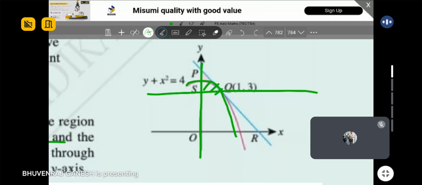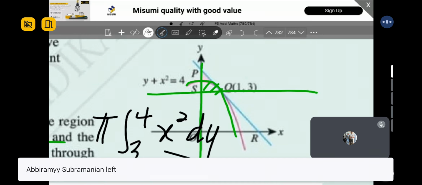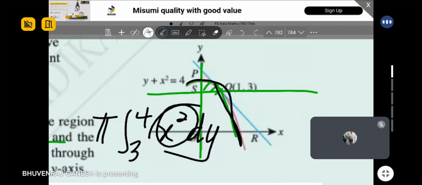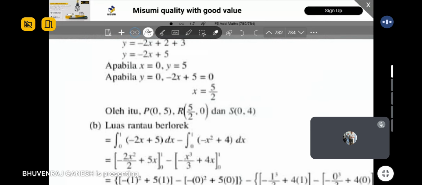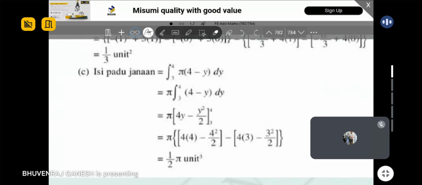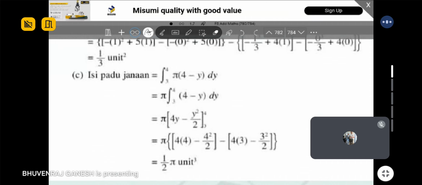Alright, so how are you going to find it? You must use the limits, okay, towards the y-axis. So the limit will be 3 until 4. Am I right? Because S coordinate is 4. So you integrate from 3 to 4, pi x squared dy. So this equation, the black color one, which is this one. So you substitute x squared inside, which is 4 minus y. Okay, guys? Then you integrate as usual, kamekan macam biasa, you will get your final answer. 1 over 2 pi unit cube.